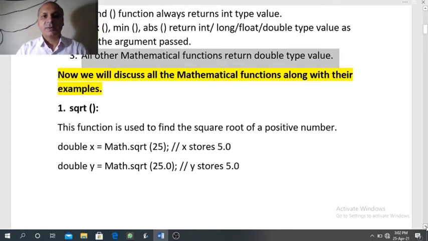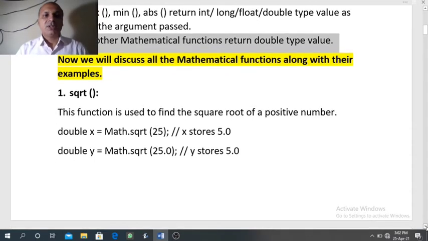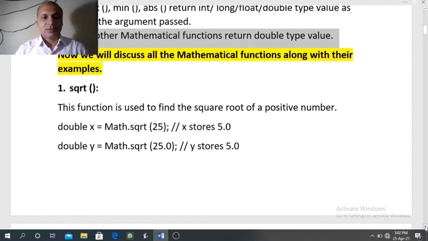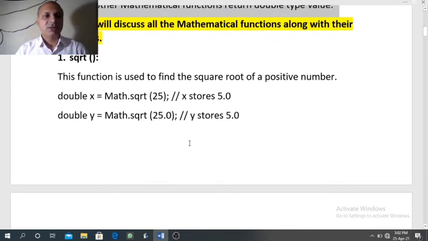sqrt is the short form of square root. This function returns the square root of a positive number, because the square root of only a positive number is possible. For a negative number, square root is not possible. With this example it will become clear to you.